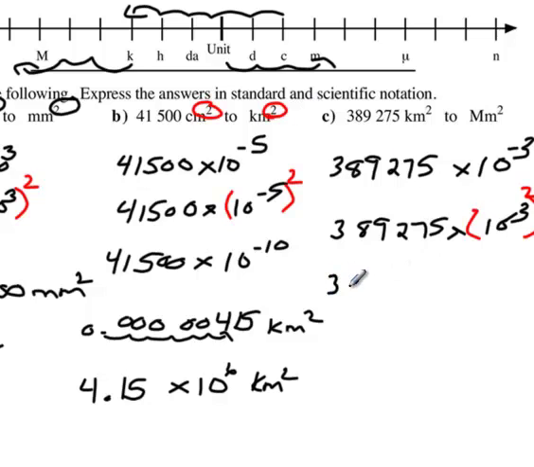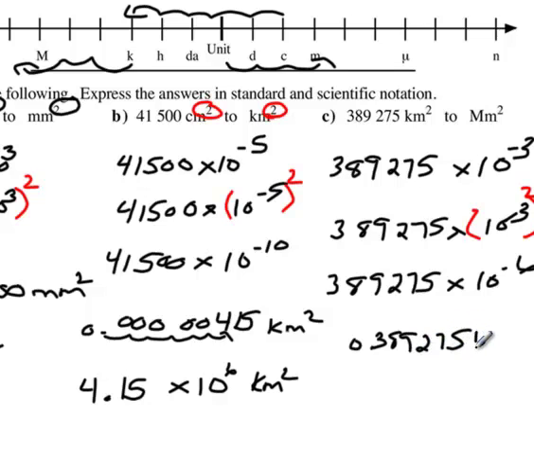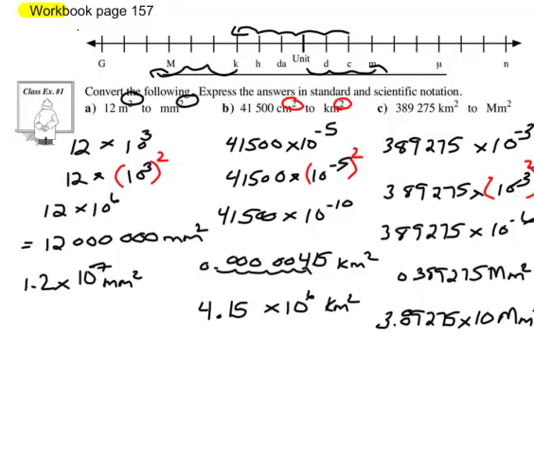My number's getting big here, so 389,275 times 10 to the negative 6. And when you multiply that out, you actually get 0.389275 megameters squared. And in scientific notation, we would just have to move it 1 to the right to be 3.89275 times 10 to the negative 1 megameters squared.